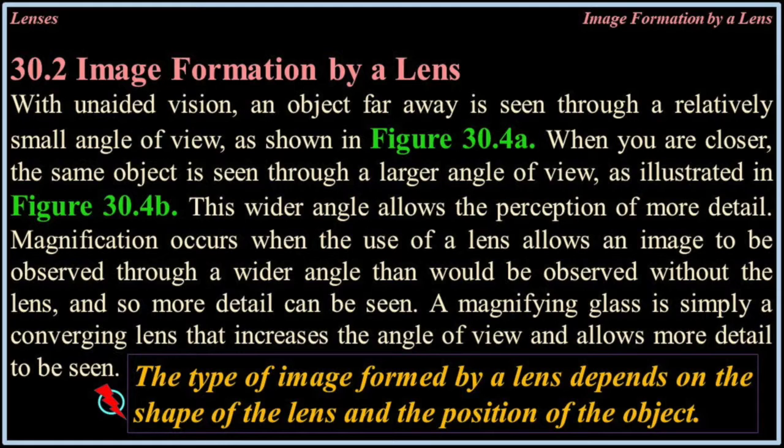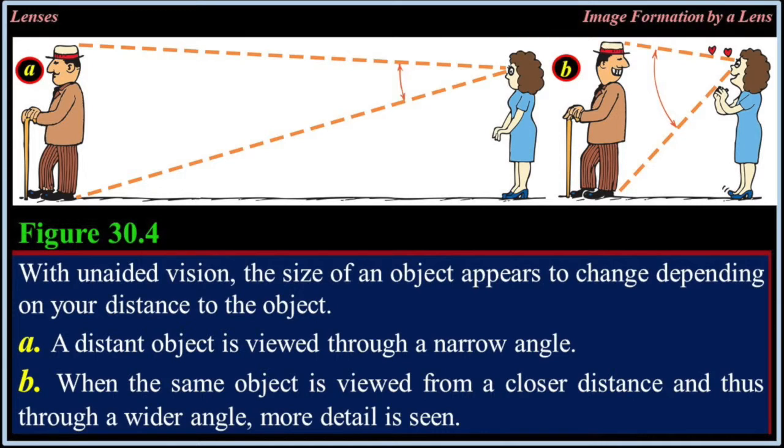30.2, image formation by a lens. With unaided vision, an object far away is seen through a relatively small angle of view, as shown in figure 30.4a. When you are closer, the same object is seen through a larger angle of view, as illustrated in figure 30.4b. This wider angle allows the perception of more detail.